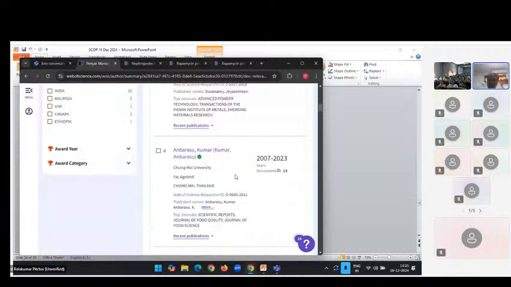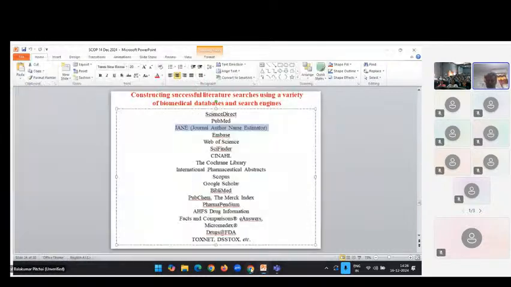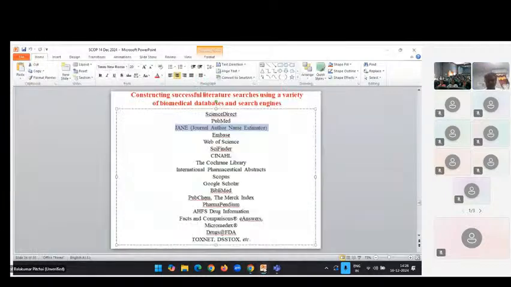So even if you enter your institution name, you can get who have contributed more, who have contributed less, who have not contributed. So all this information is available through Web of Science. Coming to the next, SciFinder, CINAHL, these are all subscription-based databases. Scopus, you know very well. Scopus is a database you can use, but you need a subscription. So let me skip that point.